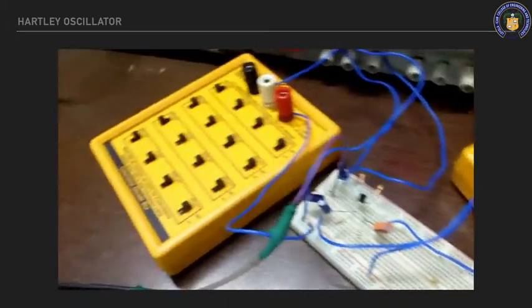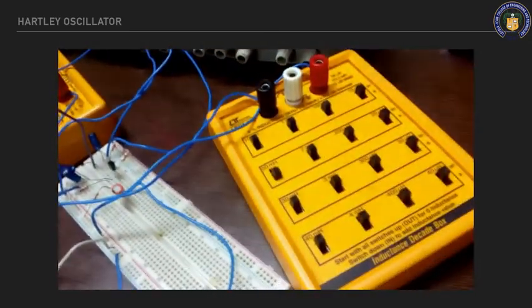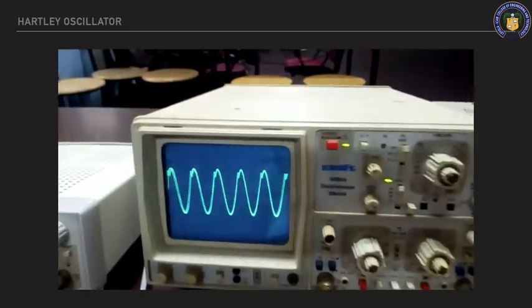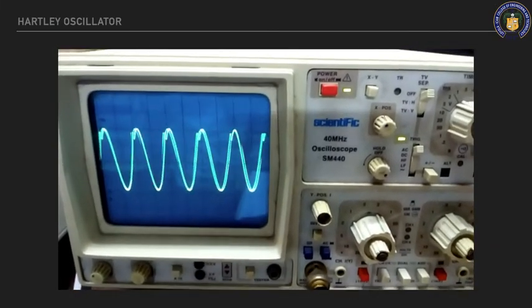So the Hartley oscillator output is a sine wave. Measure the amplitude value and time period, and tabulate them.